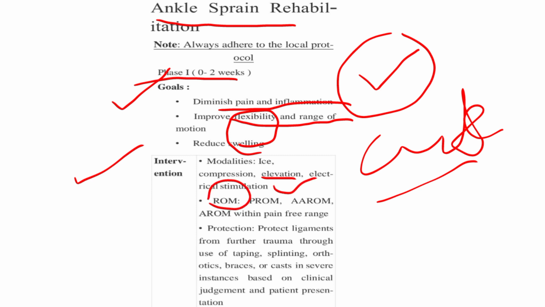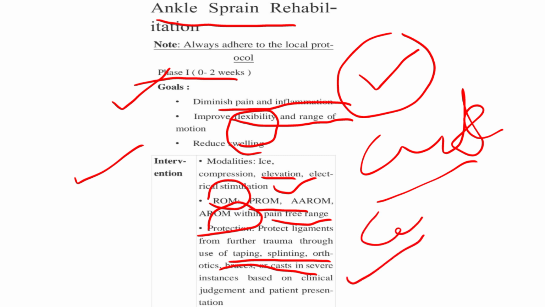Range of motion, both passive and active, is necessary. Active range of motion within pain-free ranges, and protection of the ligament is also essential by the use of taping, splints, orthotics, braces or cast. Based on clinical judgment and patient presentation, according to the patient's condition, we can use them.